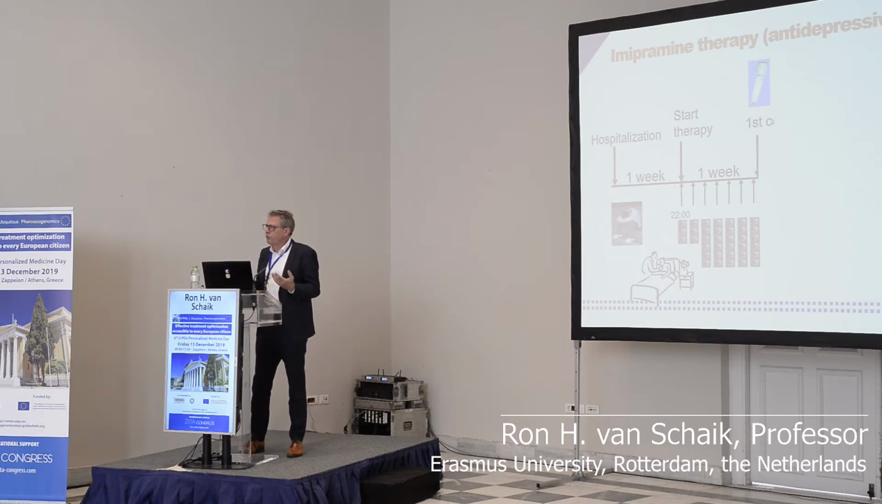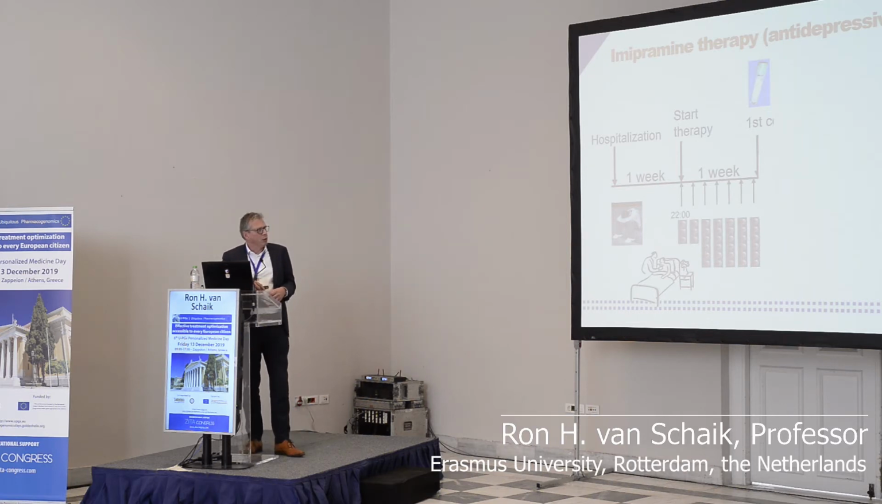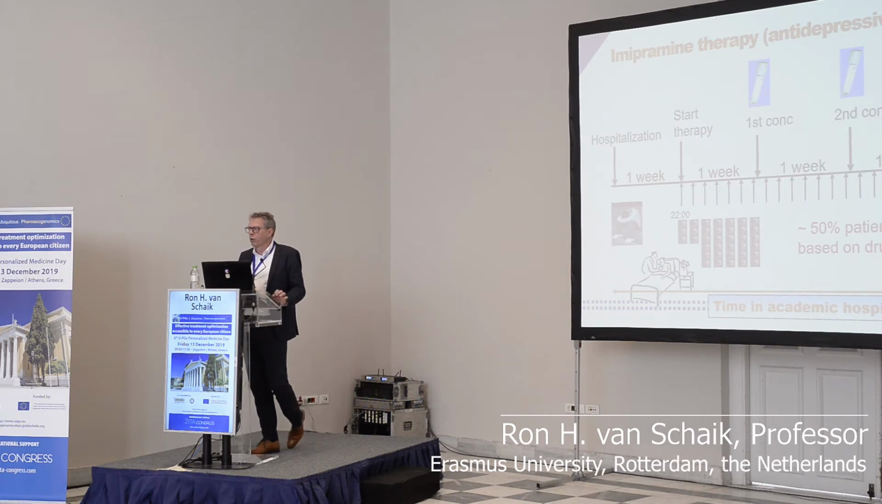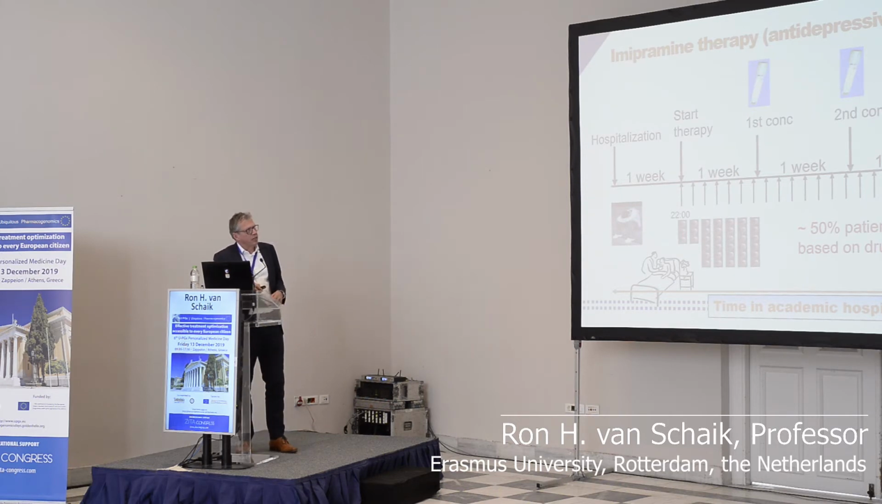However, it takes 1 week before we can measure a good steady-state concentration. So after 1 week, it appeared that we had to change the dose of 50% of the patients. A little bit more or a little bit less. So then you have to wait for another week, take another blood sample, adjust the dose again, perhaps another week and another week. In total, these patients were on average 4 to 6 weeks in an academic hospital. And the cost in the Netherlands of being in an academic hospital is 800 to 900 euros per day. So that's very costly.